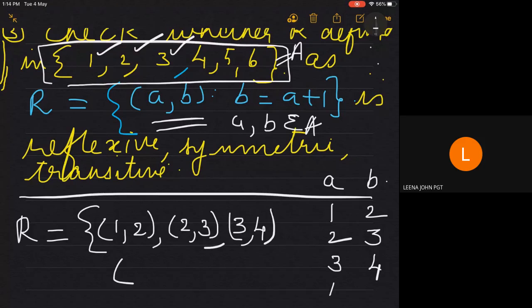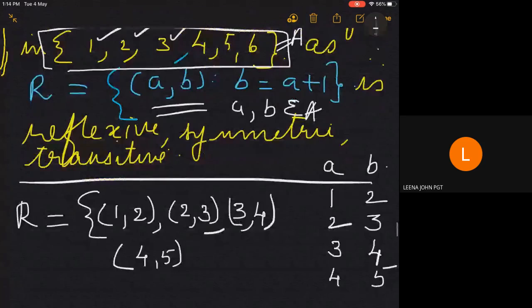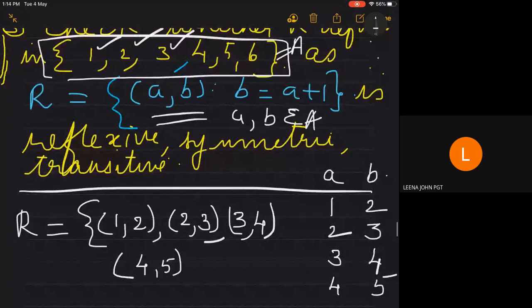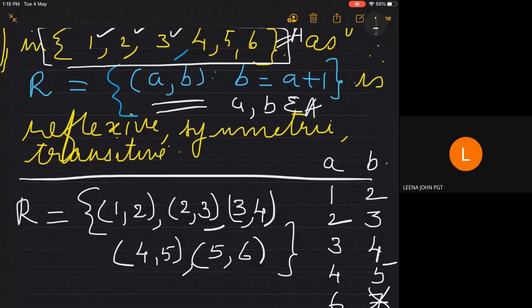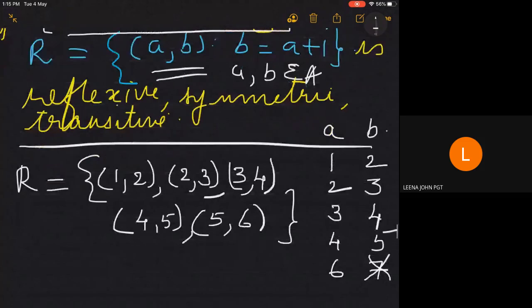Next a value is 4 and b value is 5. Keep in mind that always a and b both are from the mother set. So 5 is also there in the mother set, so you can consider this ordered pair. Now you take a equal to 5. You will get b equal to 6. But you cannot take a equal to 6. When you take a equal to 6, you will get b as 7. But 7 is not present in the mother set. So 6, 7 is not possible. So these are the elements of the relation R.